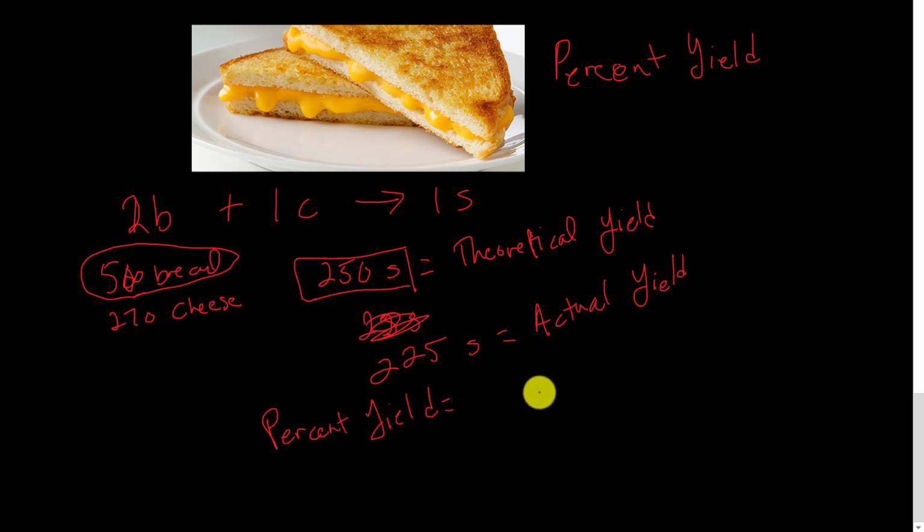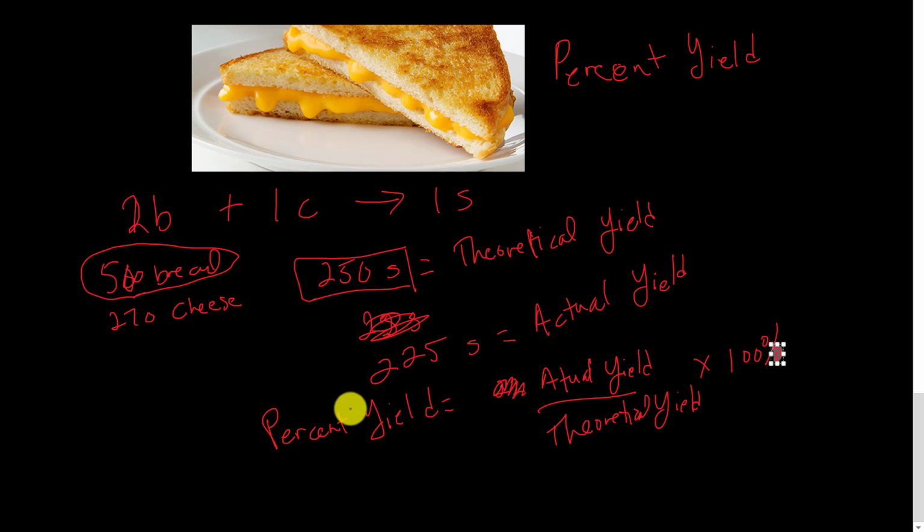All you do is, I'm sure that if you're thinking about this, you can probably figure this out without me even telling you. So let me actually write this out: actual yield divided by theoretical yield times 100%. And in this case, that's going to come out to be, I calculated in advance, 90%. So 90% would be our percent yield.